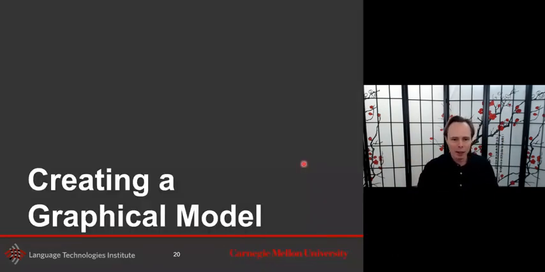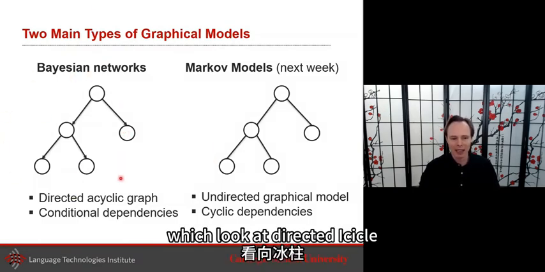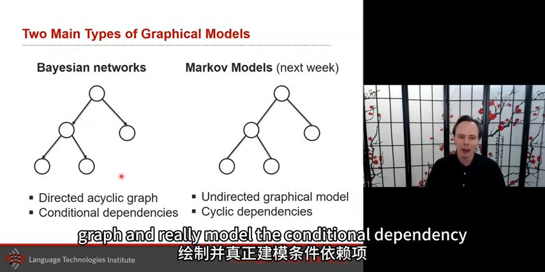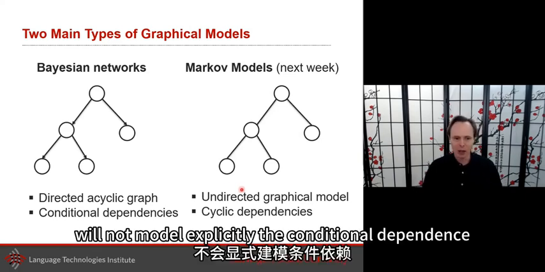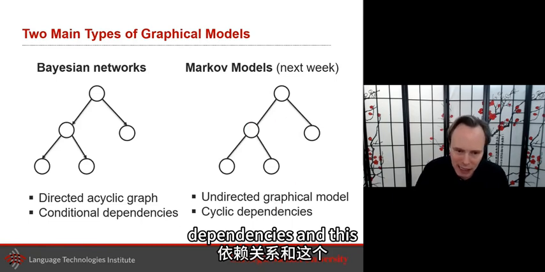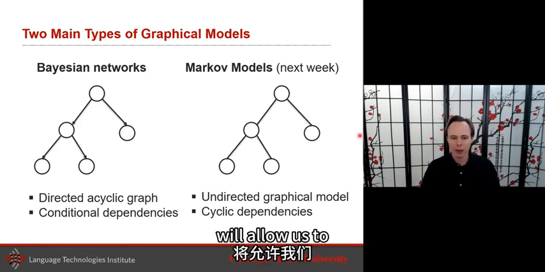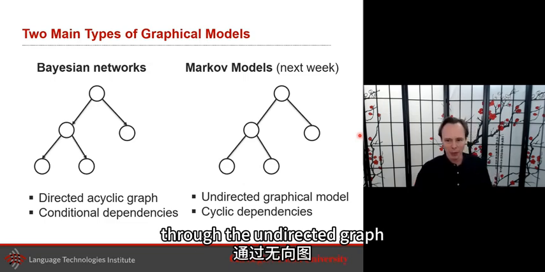Today we'll talk about Bayesian networks, which look at directed acyclic graphs and really model the conditional dependency. And the Markov one, although it will not model the conditional dependence explicitly, will allow us to also model cyclic dependencies, and the formalism for that will be through the undirected graph.